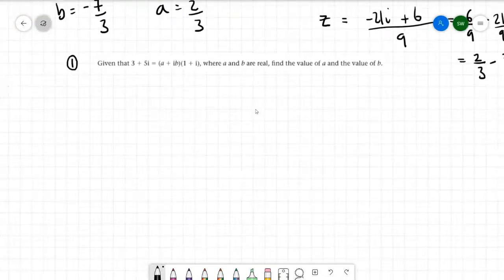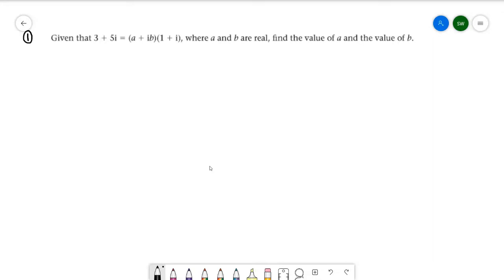So let's have a look at a couple of examples then. Here we've got an equation, and we have these constants a and b that we need to find, and we're told that a and b are real, and that's important, and we'll know why that's important in a second. So we're going to use the method of equating real and imaginary parts, or another way of saying that is comparing real and imaginary parts.